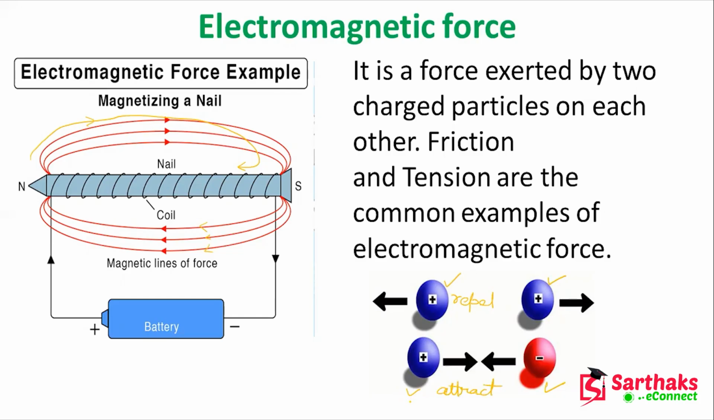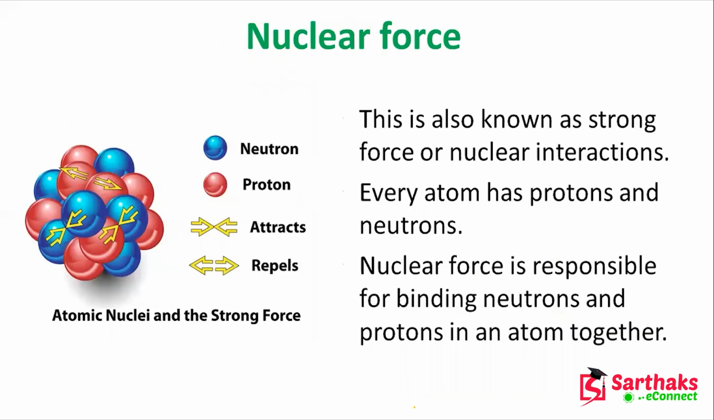If different types of charges are kept in very close proximity, this is the electromagnetic force. Now the nuclear force. As you know, in any atom there is a nucleus and parts: neutron, proton, and electron. Electrons are always in the outer shells, but the nucleus, that means neutron and proton, is very tightly bound.